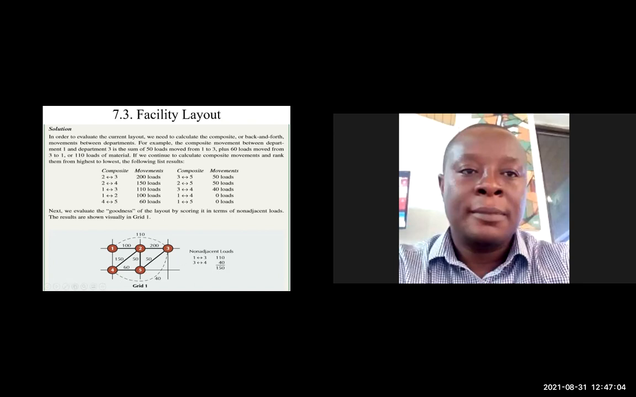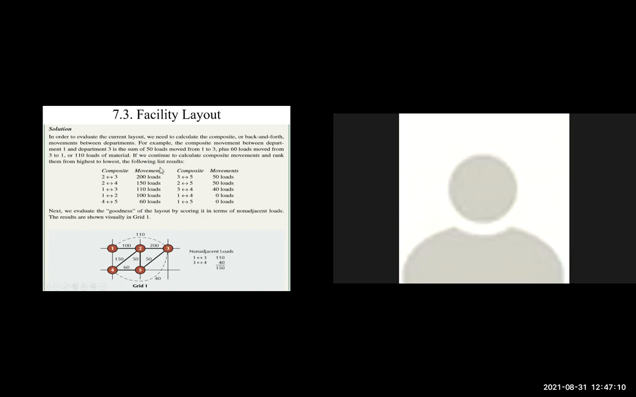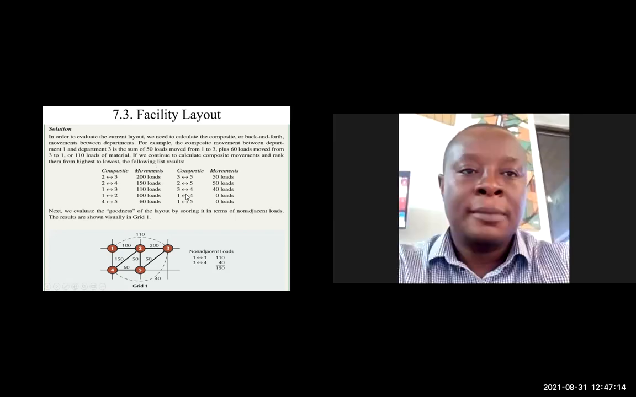In an exam, we can ask you to show us the composite load. Calculate the composite load between departments. So that will be this one. In an exam, we can ask you to tell us the total non-adjacent load. So if you have 4 non-adjacent, maybe we could also have another one. Let's see.